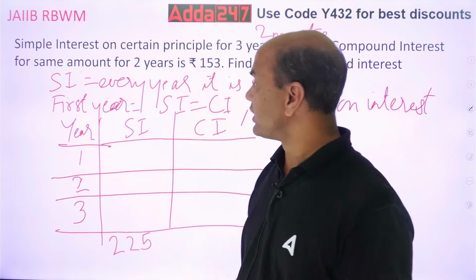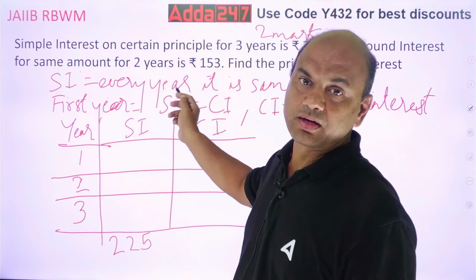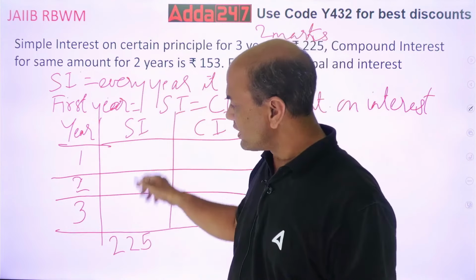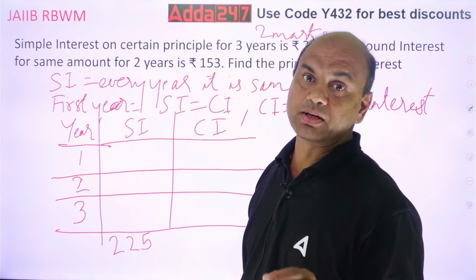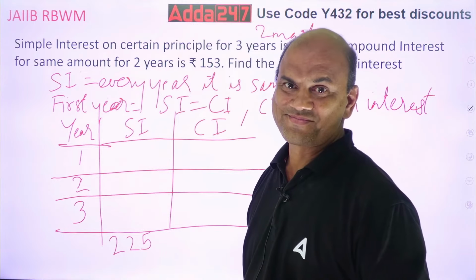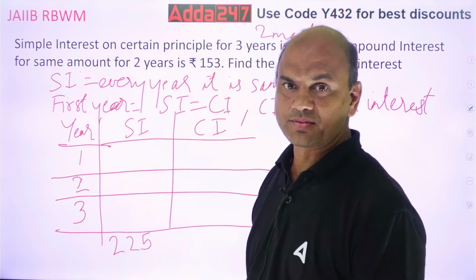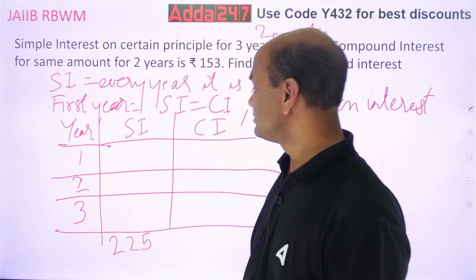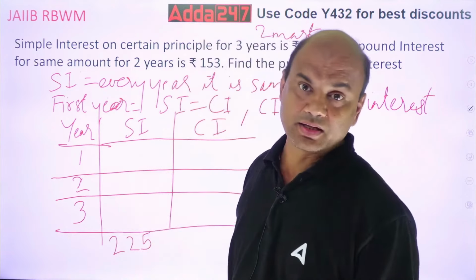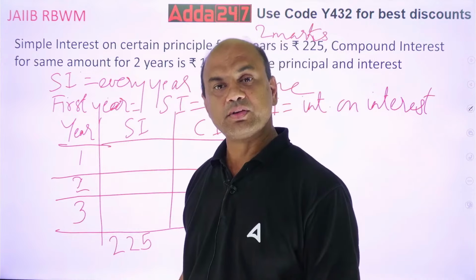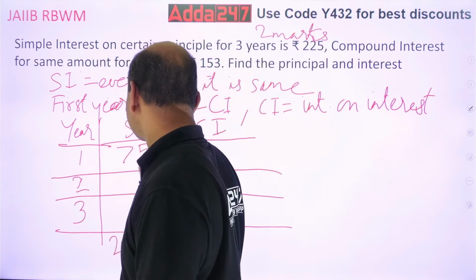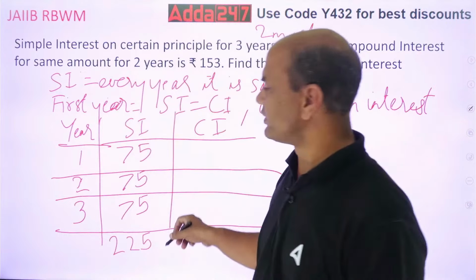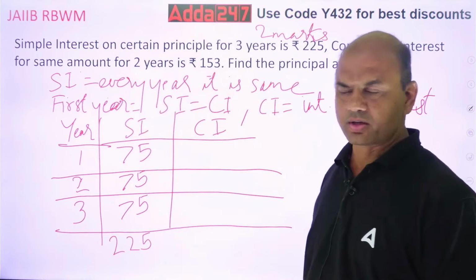Now kindly note, what did I tell you first? Every year it is same. So if every year it is same and the total is 225, then what will be the simple interest per year? It will be 225 divided by 3, which is equal to 75. So 75. Okay, 3 years 75, so you got 225 over here.